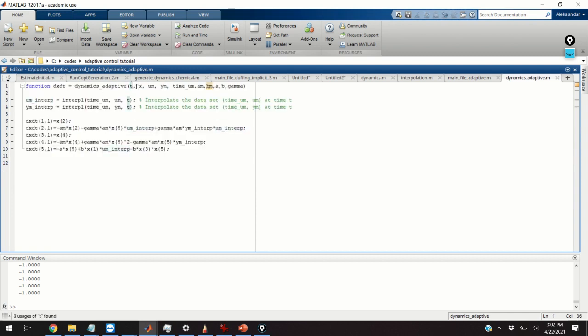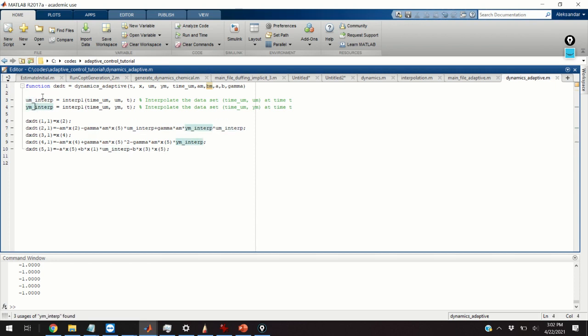This function takes time and x as inputs. T is a scalar, x is a 5 times 1 vector. The vector representing the time series of the reference model inputs, and ym is a vector representing the time series of the output of the reference model. So these two variables are known and act as inputs. This is the time vector for simulation. AM, BM, A and B are actually parameters, and gamma is the control gain.